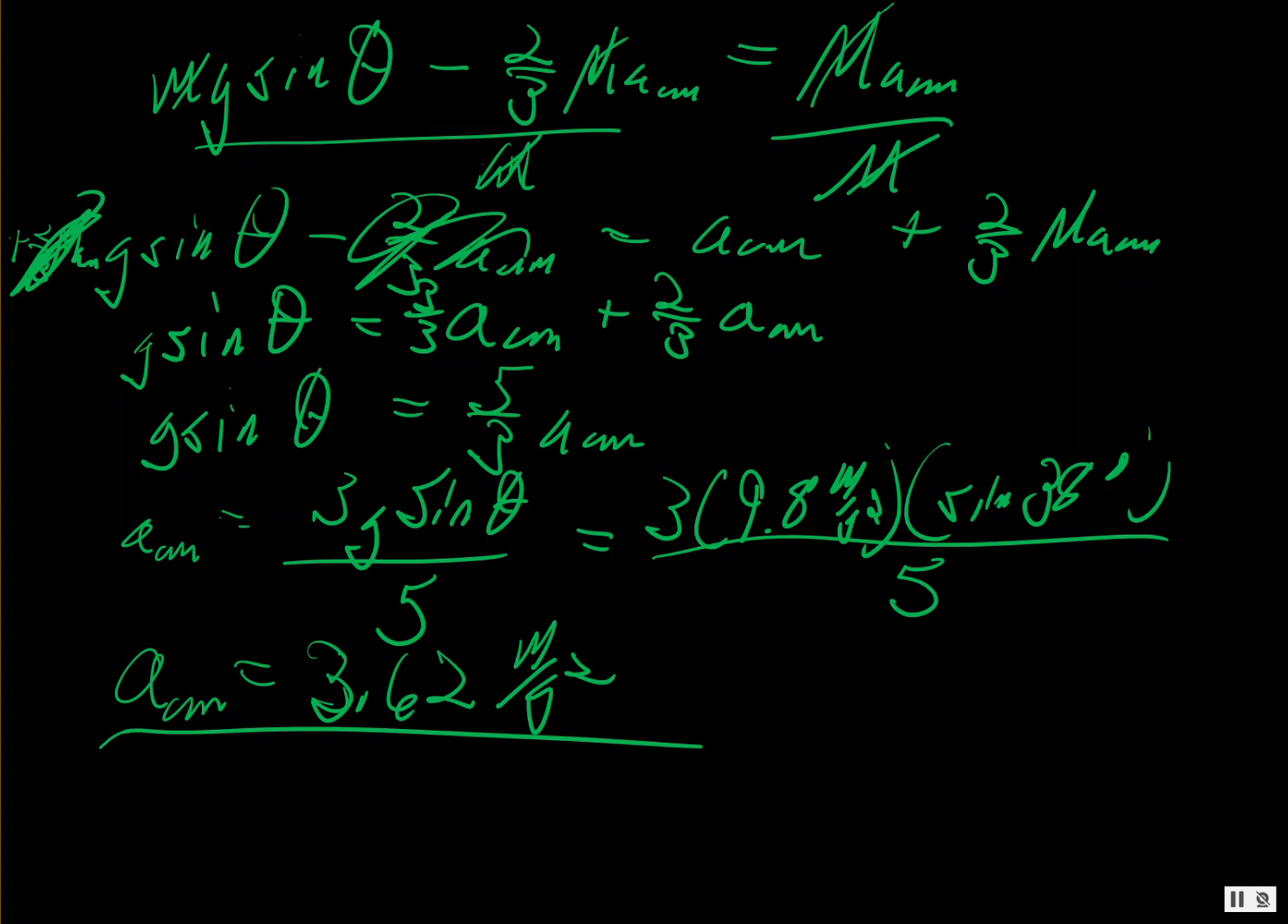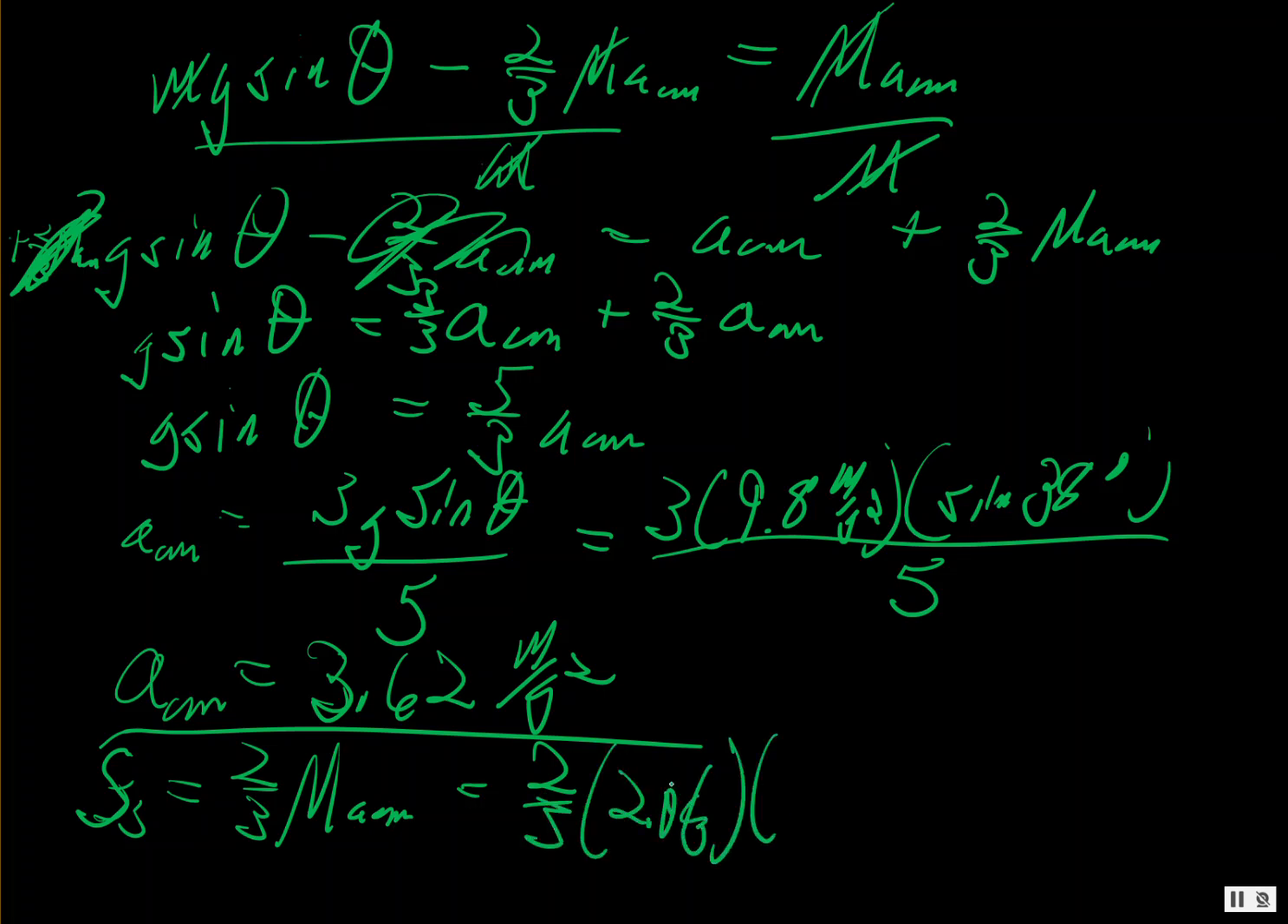Okay. Now, how do we find the frictional force? Well, if you remember, we've already said that the static frictional force is 2/3 m a center of mass. So we've got 2/3 times 2 kilograms times the acceleration of the center of mass, 3.62 meters per second squared, and we get 4.83 newtons. Newtons, that's an N.